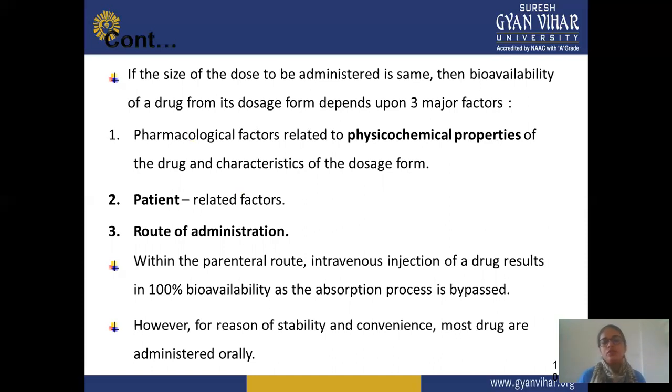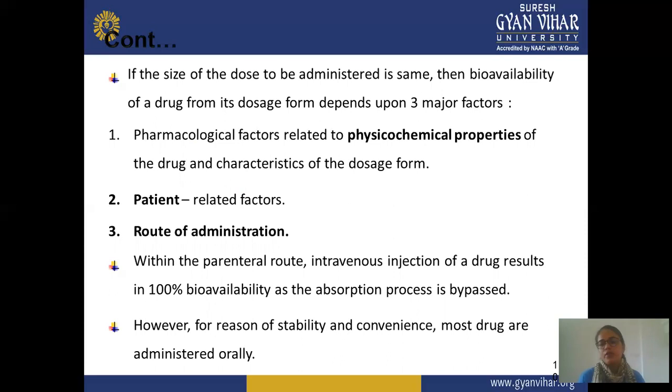This route shows 100% bioavailability when you give the drug by the intravenous route, because absorption is directly bypassed due to intravenous injection. However, for reasons of stability and convenience, most drugs are administered orally rather than by the parenteral route.